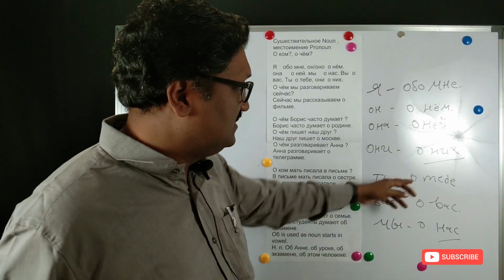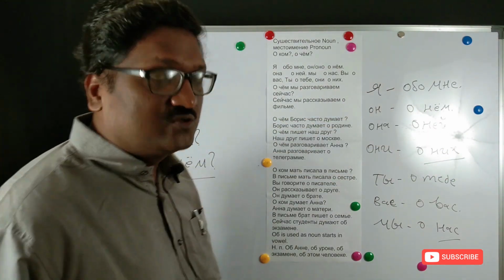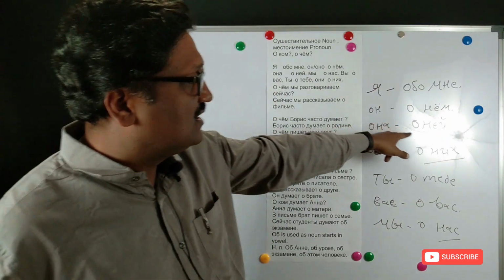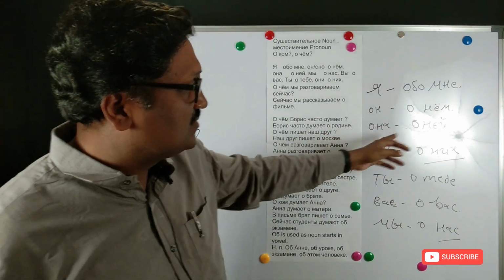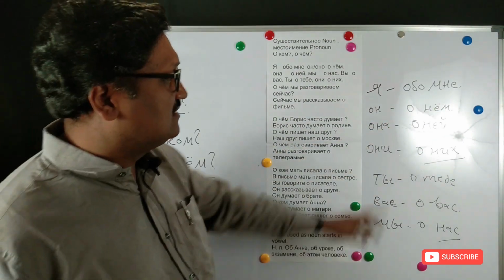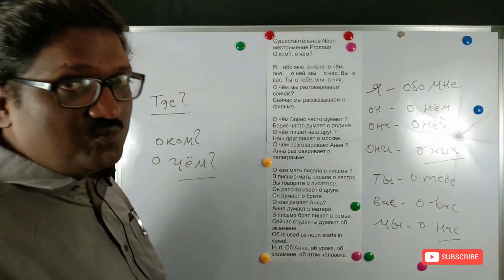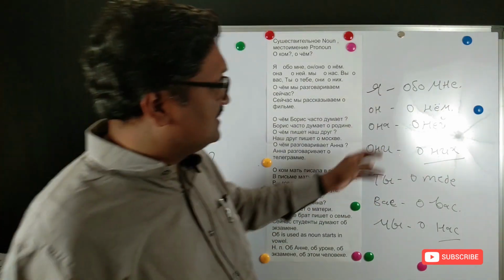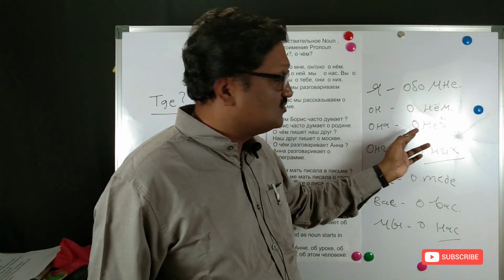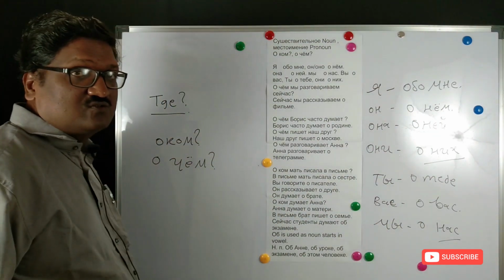Somebody is talking about you, you say o tebe. Oni govorili o tebe. On govoril o nei, ona govorila o nyom. She said about him. He talked about her and she talked about him. Oni govorili obo mne. Ya vsegda dumayu o nei, I always think about her. Ya vsegda dumayu o nyom. So this is how the pronouns are used in the prepositional case.